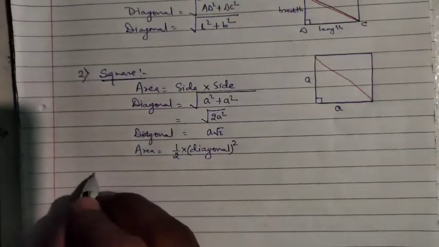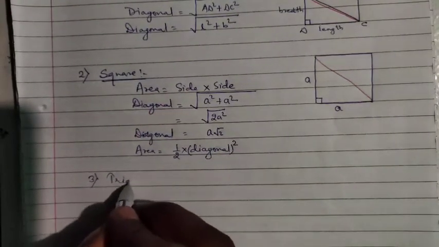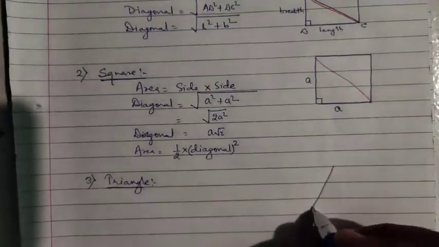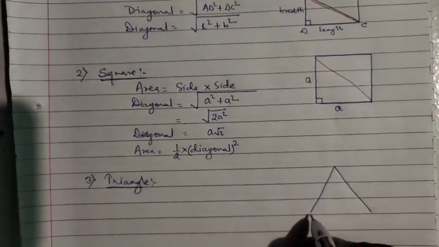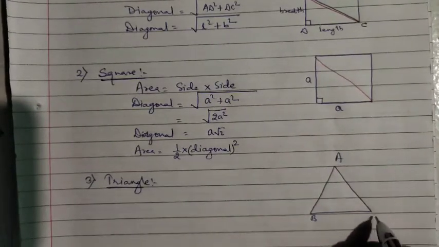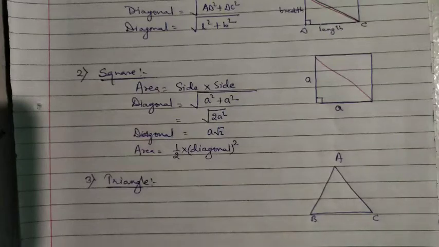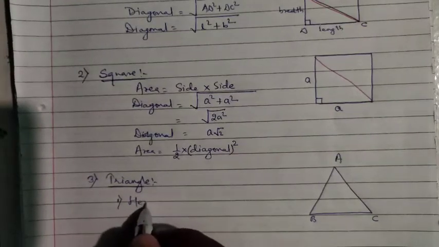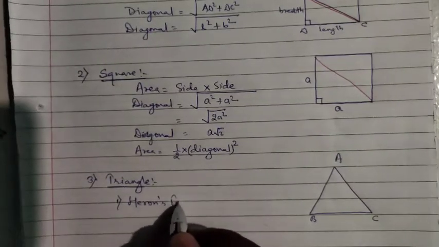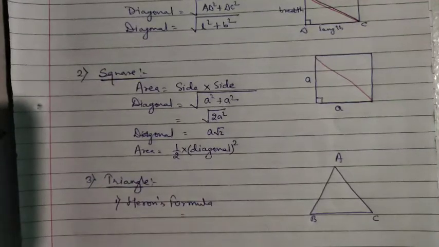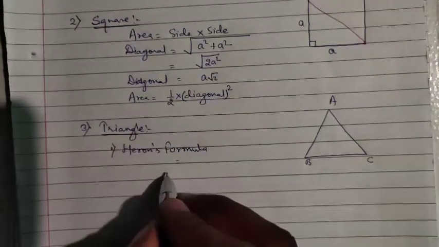Now the third figure which we will learn is triangle. As we all know, a triangle has three sides and three angles. Now there are two formulas for calculating area of triangle. First formula is Heron's formula, and according to Heron's formula, first we have to calculate the value of S.